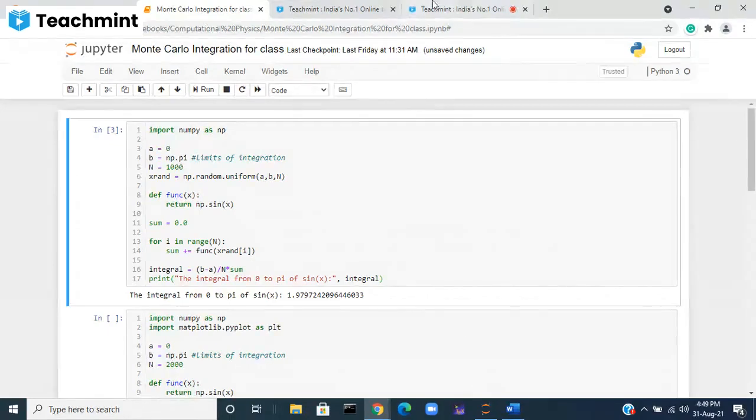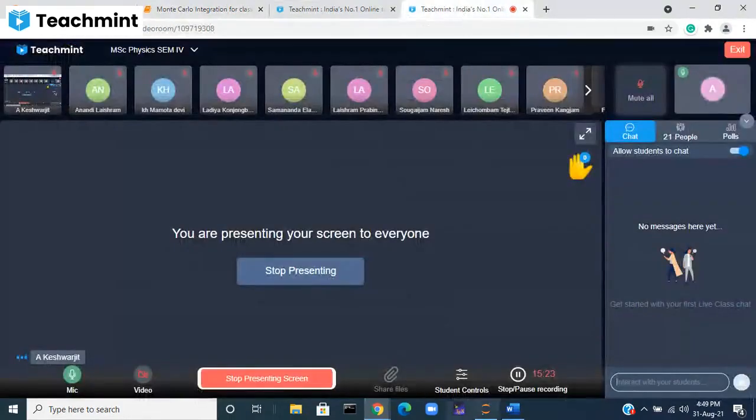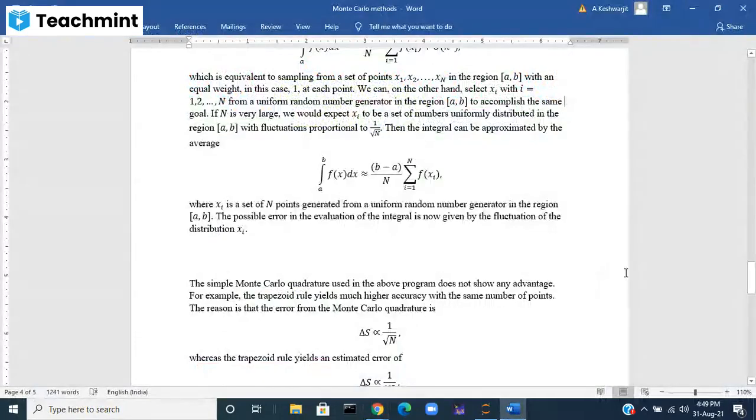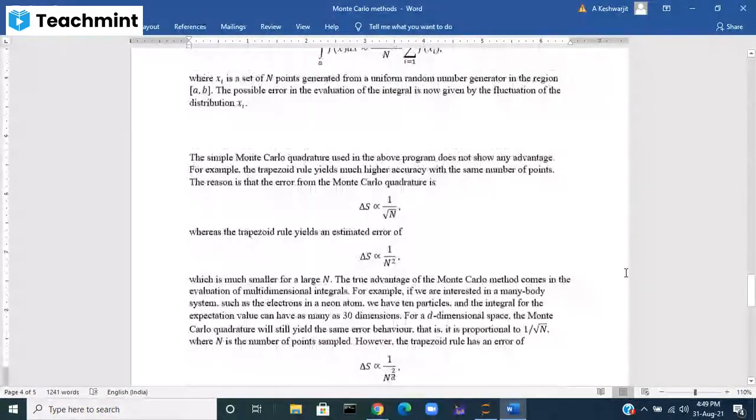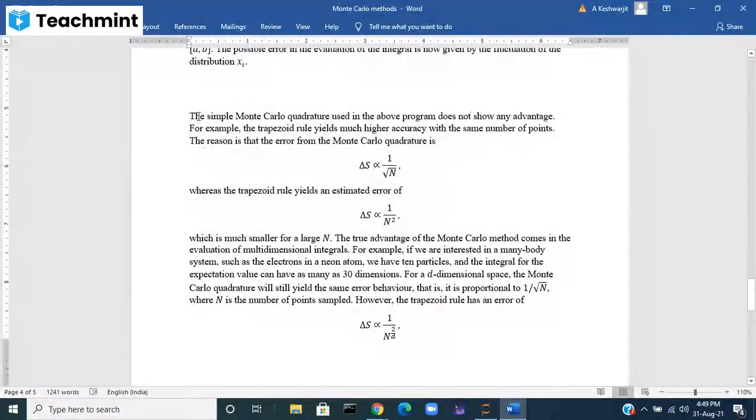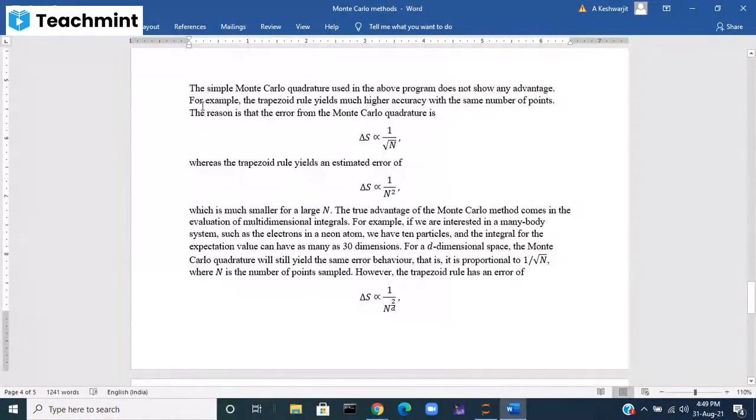Okay, this is clear. The simple Monte Carlo quadrature used in the above program does not show any advantage. For example, the trapezoidal rule yields much higher accuracy with the same number of points.